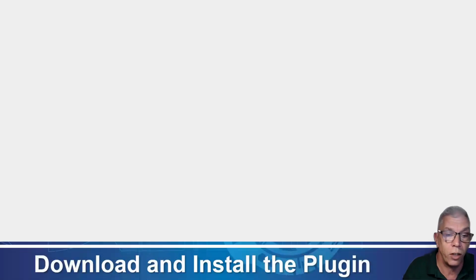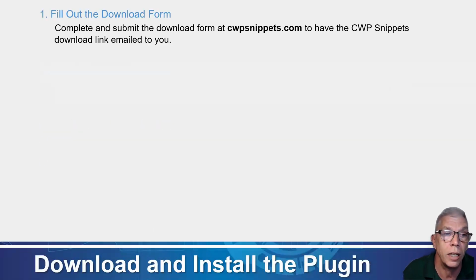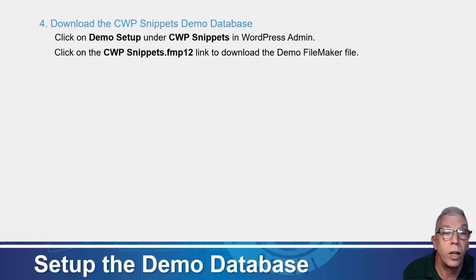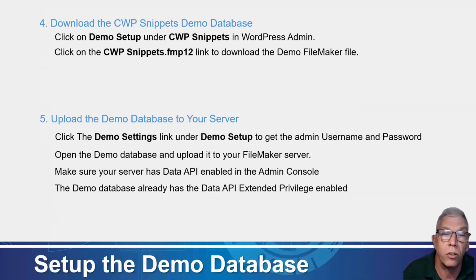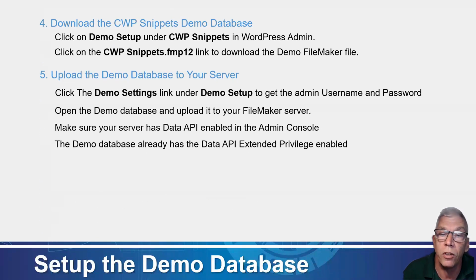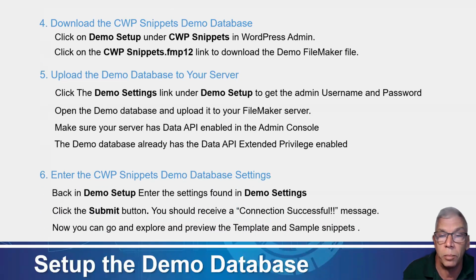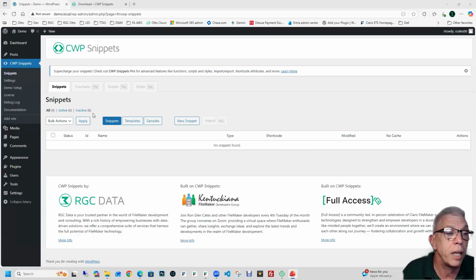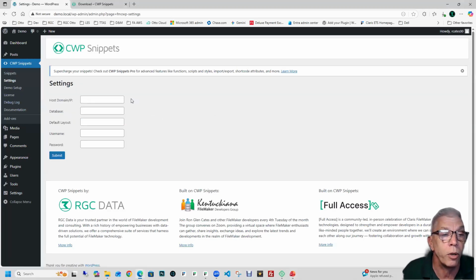Okay. So the next step once we install the plugin is to move on to the next slide. We're going to set up the demo database so that we can use the template snippets and demonstrate actually pulling data and pushing data to and from FileMaker. You have two different settings. You can set up your production server here under the main settings. This is where you would put your server location, your database, your default layout, username, and password.